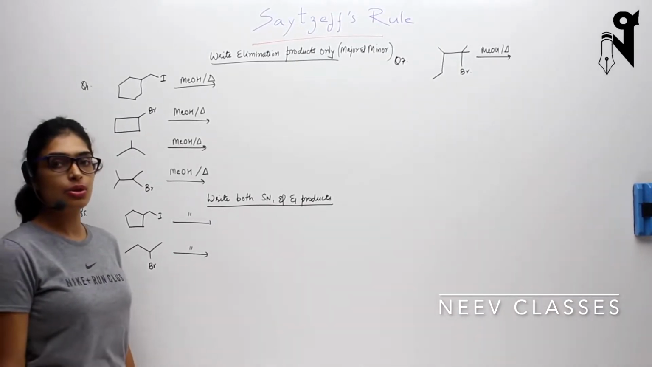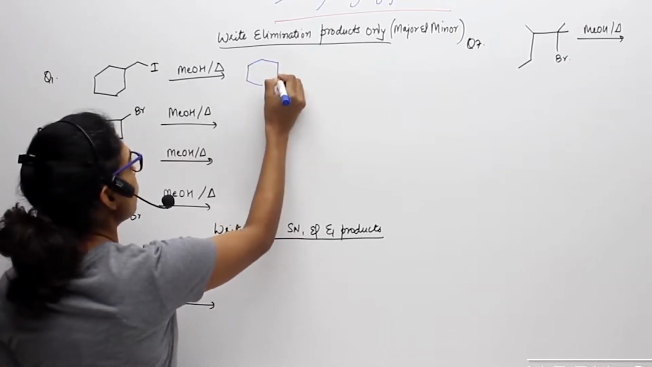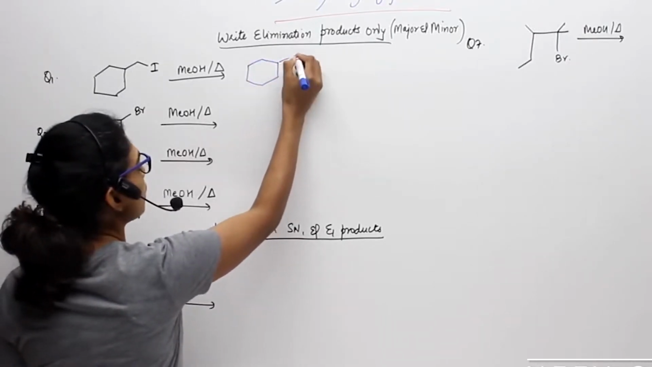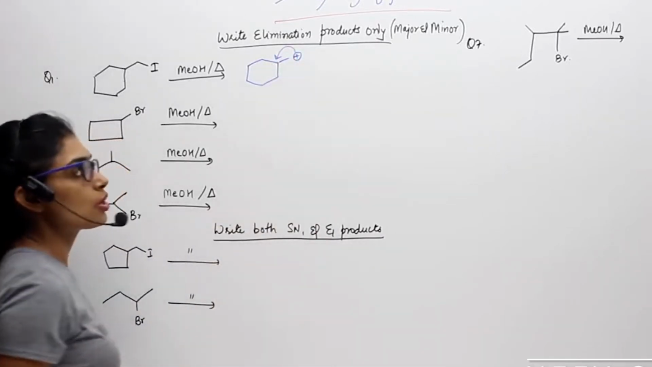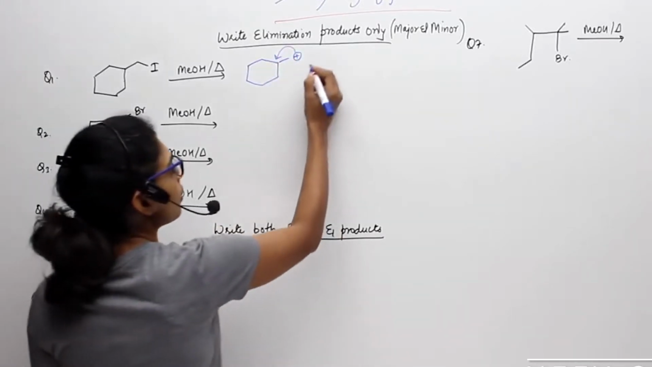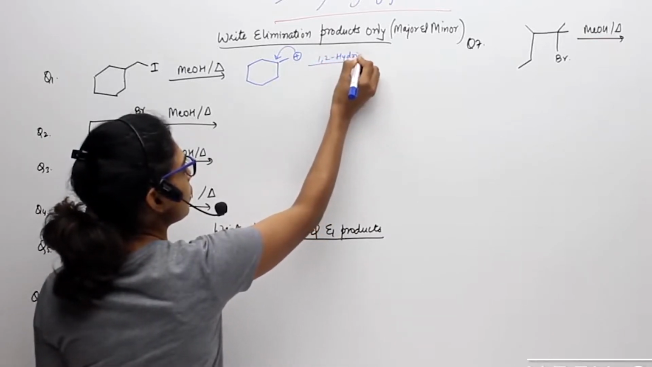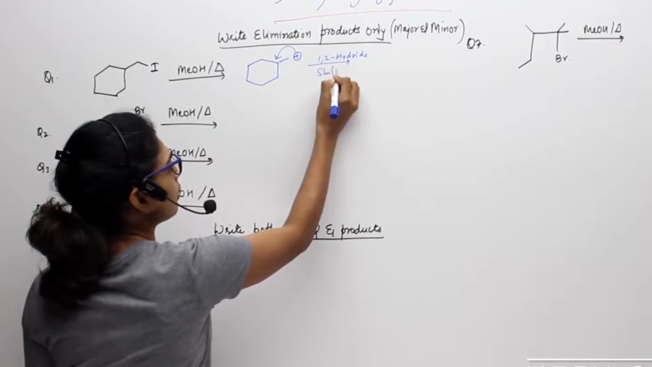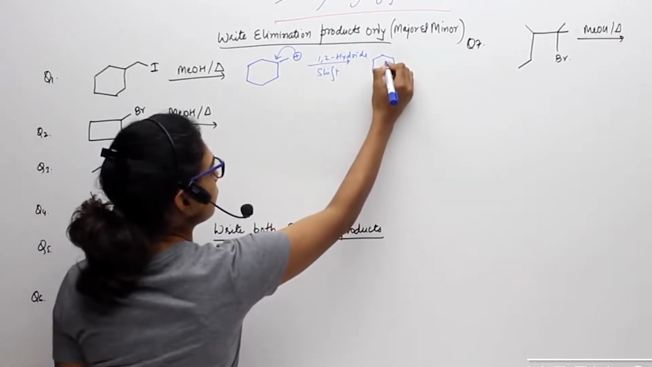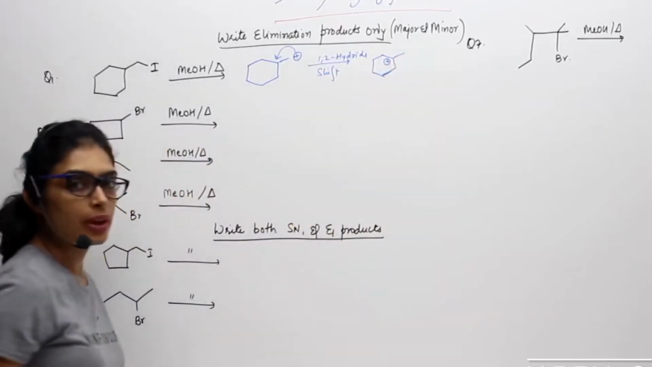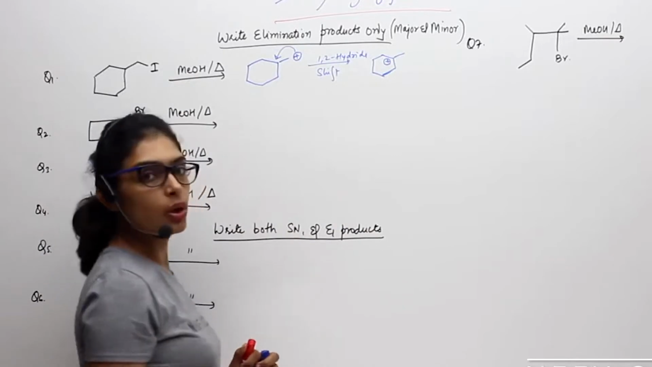Let's discuss the solution of these questions now. So this will form the carbocation like this. There will be a shift over here, a hydride shift, 1,2 hydride shift, and this will become this. Now MeOH will attack on the beta hydrogens.